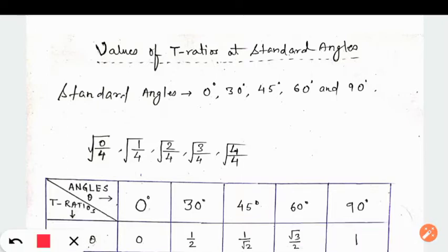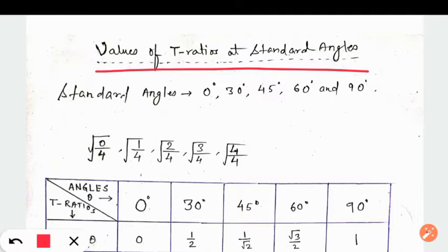In the previous videos, we have discussed trigonometrical ratios, the basic concept of trigonometry, right? So in this video I am going to solve the next exercise from NCERT exercise 8.2, which deals with values of trigonometrical ratios at standard angles.